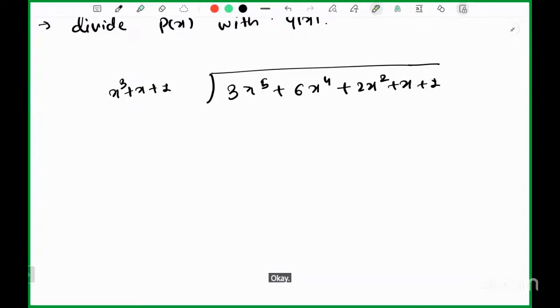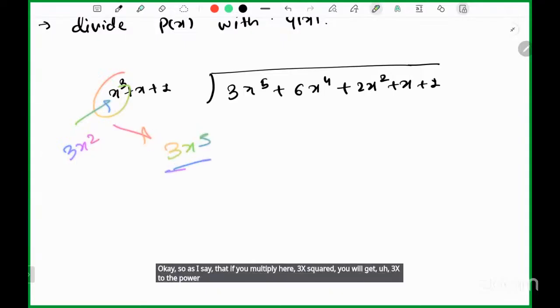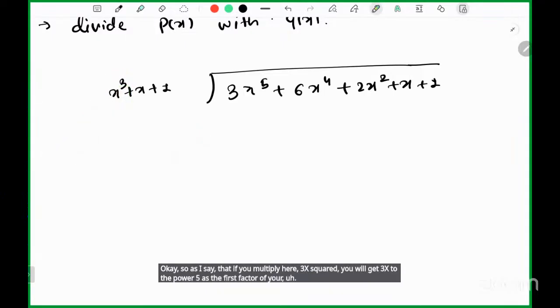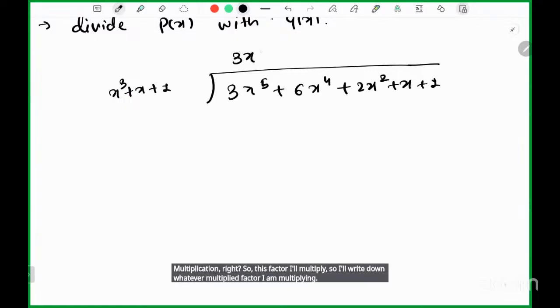As I say, if you multiply here 3x square, you will get 3x to the power 5 as the first factor of your multiplication, right? So this factor I will multiply. So I'll write down whatever multiplied factor I am multiplying, which is 3x to the power 2.